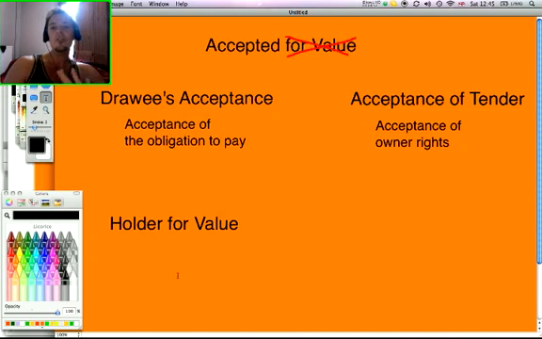Now, a holder for value means they legitimately paid for it, they bought it from a previous holder. Like if I bought a car and paid money for it, I'm the owner of the car for value. That means I paid value in order to receive the ownership rights of it. That's what "for value" means, a holder for value. It means they legitimately paid for the instrument to the person that sold it to them. That's what it means, right? "For value" has no place in the context of the acceptance.